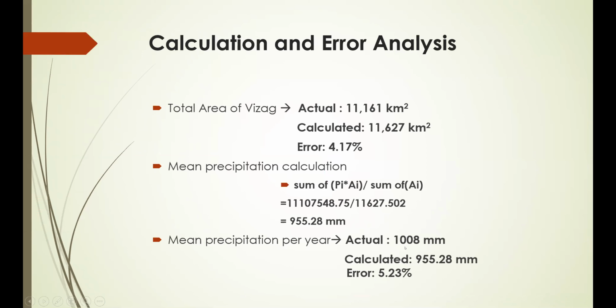What Google said was 1008 mm, so the percentage error is 5.2. No, one second. What Google said was the average over the long term. It's not for any given year. This 1008 is the average: in any given year you will receive 1008 mm on average, which means some years you will receive more than that, some years less. No particular year will you receive exactly 1008. You understand what I'm saying?